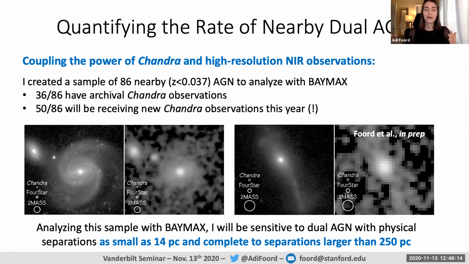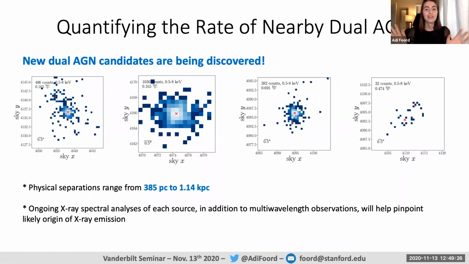And then just to further emphasize, this sample is really exciting because I'm going to be sensitive to these really, really small separations where you're perhaps nearing the binary AGN phase of the merger. So these are some preliminary results, very preliminary, but there are new dual-AGN candidates being discovered as I'm analyzing the archival and the new observations that are coming in.